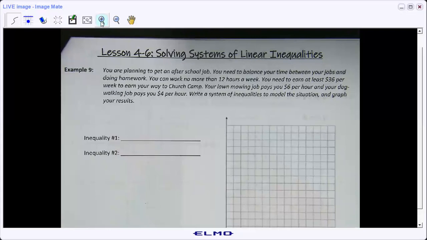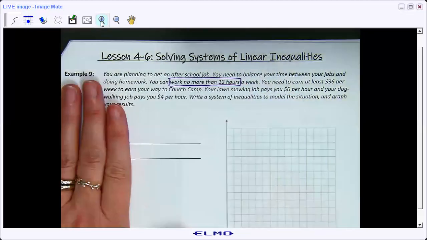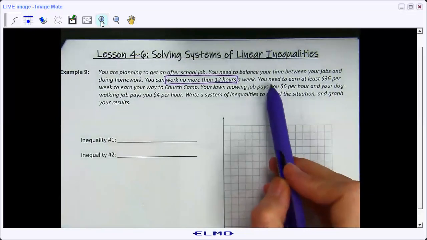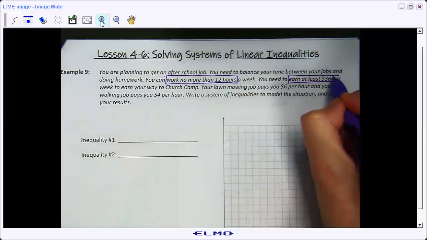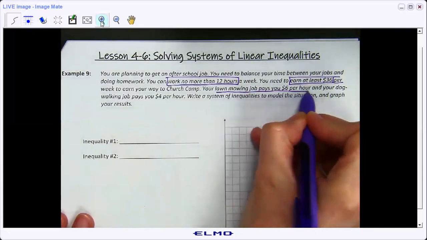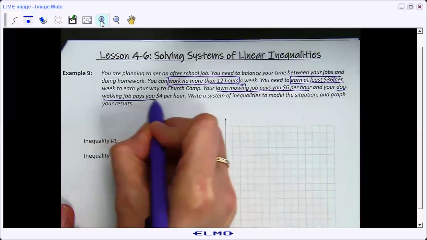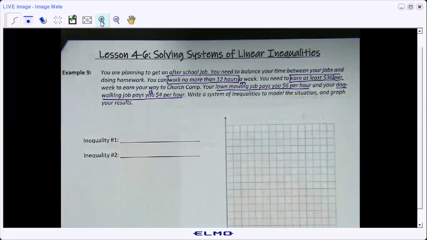We're going to pull out the key information. You can work no more than 12 hours a week. I would think that would be within a weekday, or maybe it's including weekends. You need to earn at least $36 per week. Your lawn mowing job pays you $6 per hour, and we're going to represent lawn mowing with M. Your dog walking job pays you $4 per hour, and we're going to represent that with the letter D. You are going to write a system of inequalities to model the situation and graph the results.